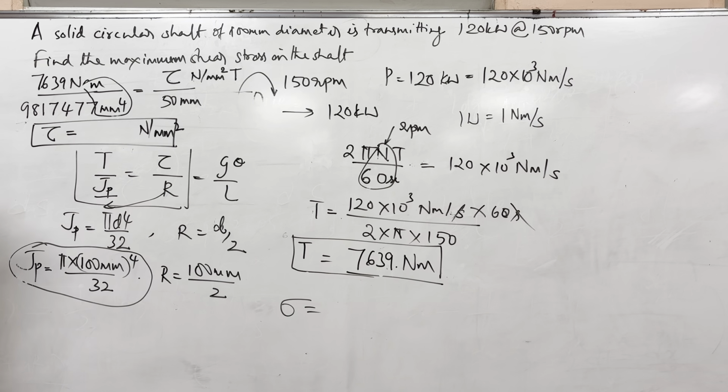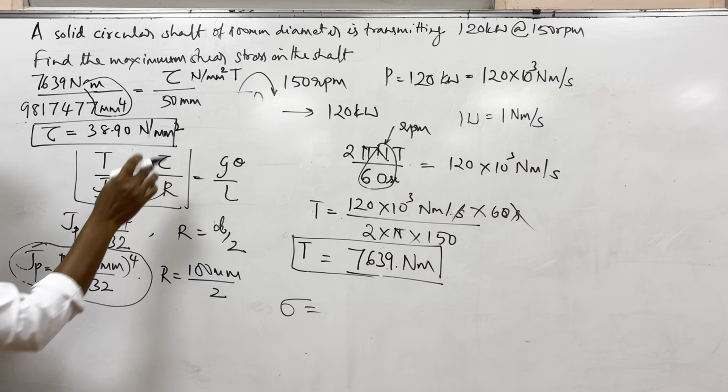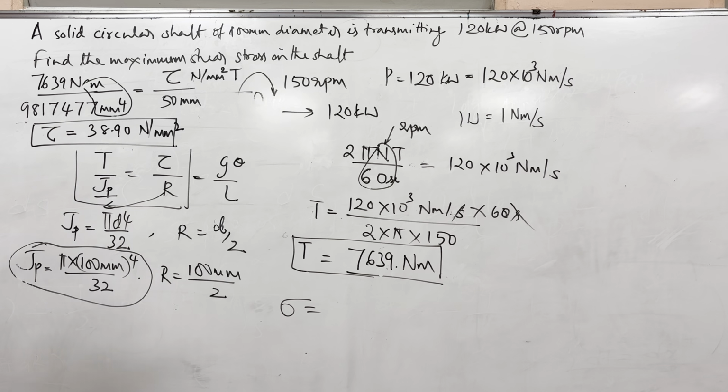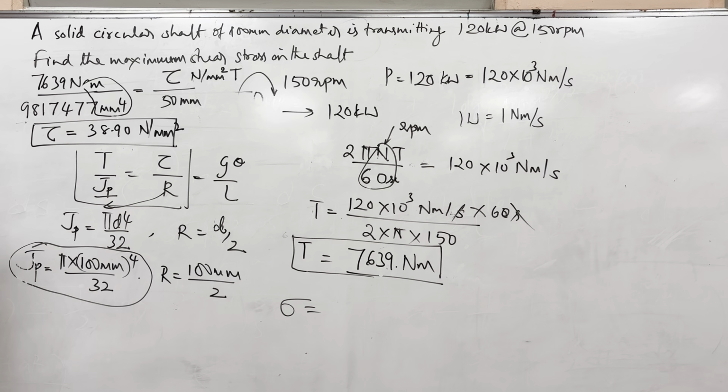So, anybody got the answer? Shear stress? 38.90, which is a very small value. 38.90, which is definitely a safe value, because usually metals can go up to 250, means half of it is 125. So it is well within the limits. So you got this shear stress which is 38.90 Newton per mm square. So this is how you solve a numerical.